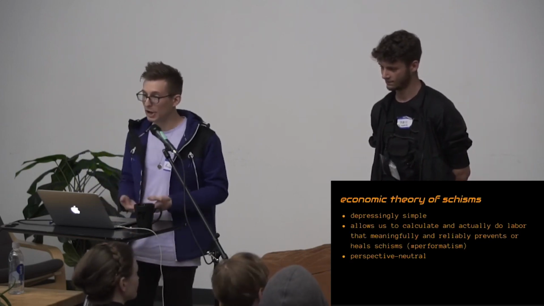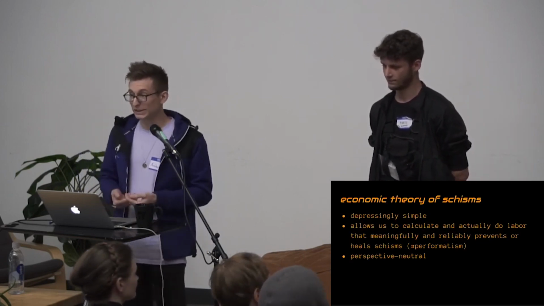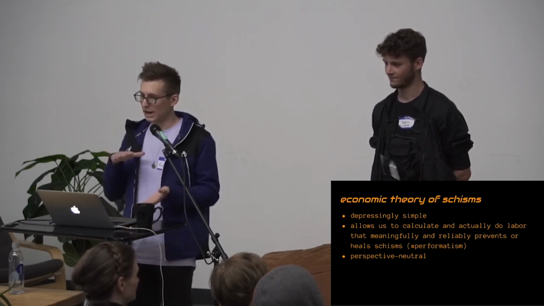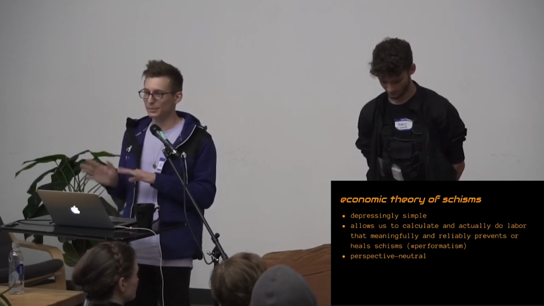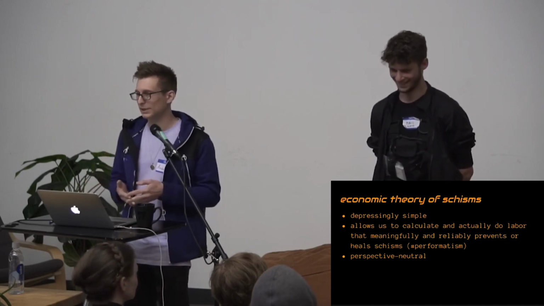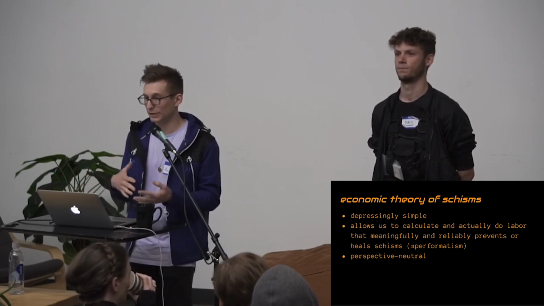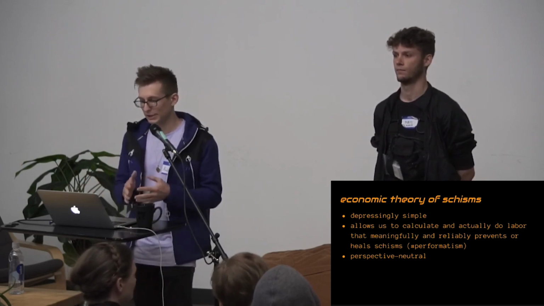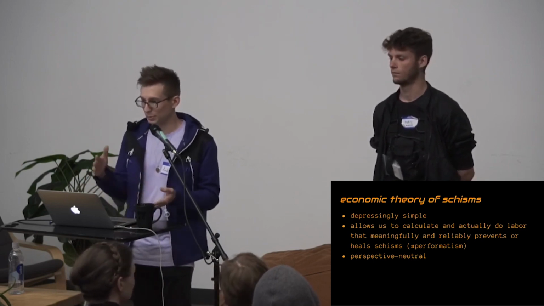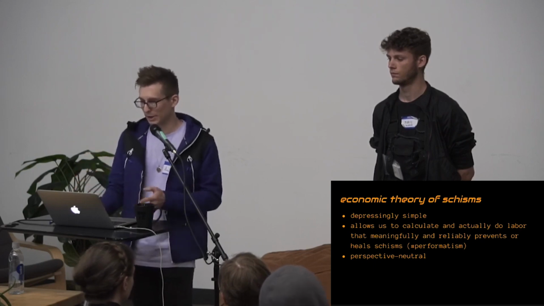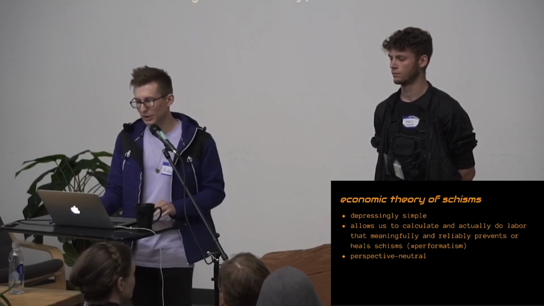So this is an economic theory of schisms. It's depressingly simple, because it allows us to actually calculate ways to influence and prevent and fix schisms. It's like a realpolitik-based solution where we're looking at just where the power actually is. And it's also perspective neutral, so it's multiplicitous.